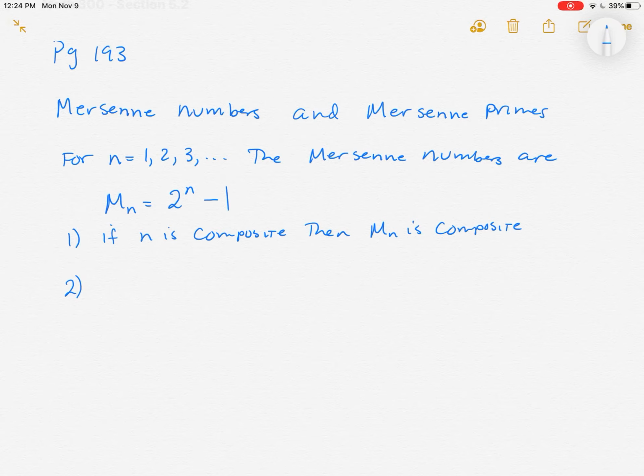The second thing that it says is if n is prime, then M sub n is, unfortunately, either prime or composite. We're not sure which. So it does spit out prime numbers again, but it also spits out some composites. The prime values of M sub n are called Mersenne primes. So if it comes out to be a prime, then it's a Mersenne prime. And the large prime numbers that are being investigated are currently Mersenne primes, is what it says.